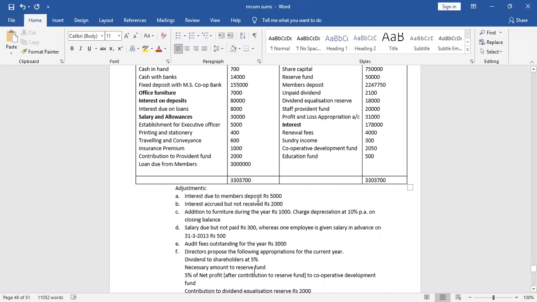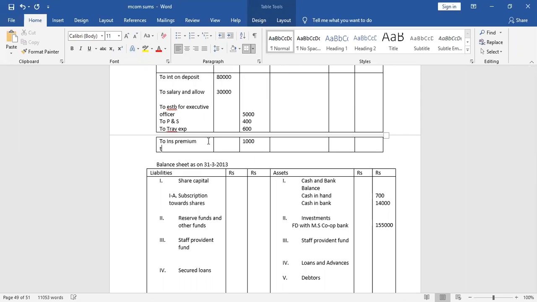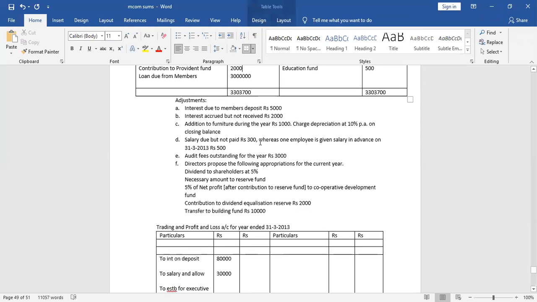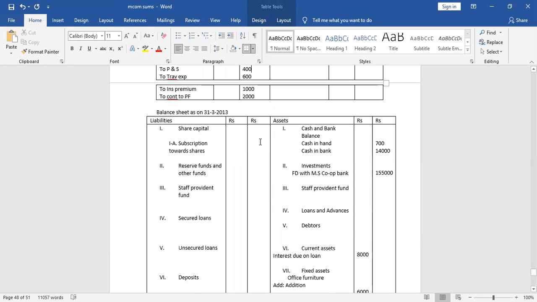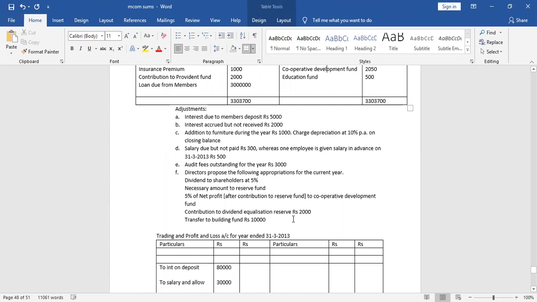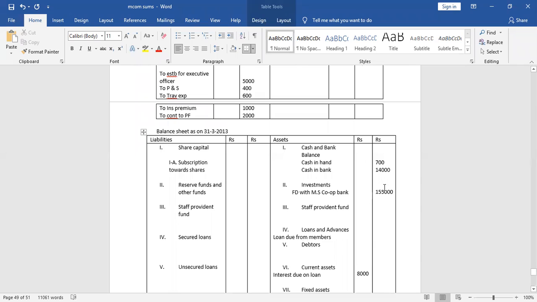Now what else we have? Contribution to PF 2000. So we will write contribution to PF 2000. Now the last one is asset, loan due from members, loans and advances. Let me again see the amount. 30 lakhs. Loan due from members, 30 lakhs.